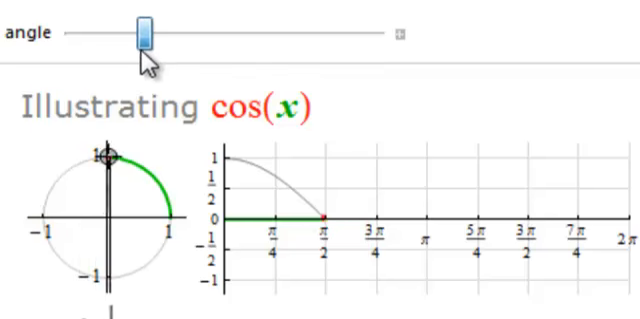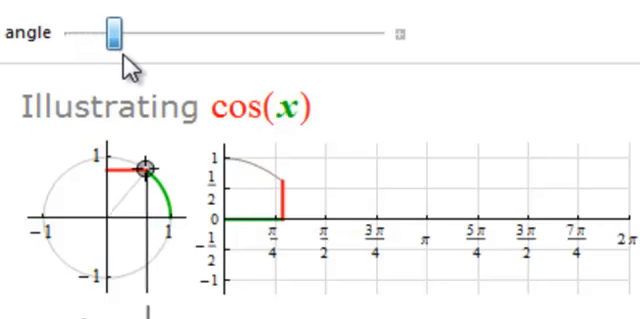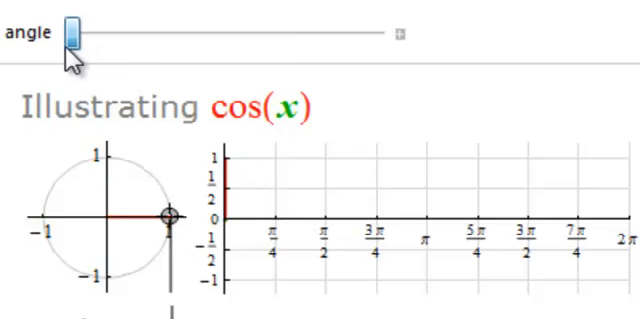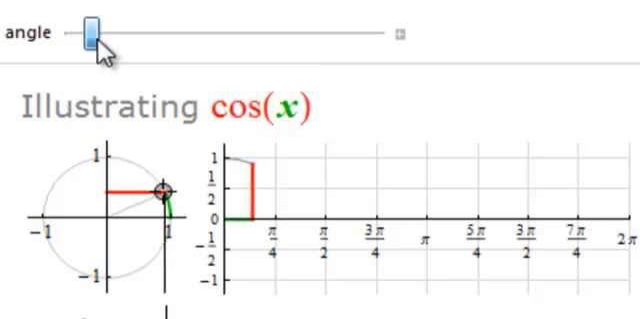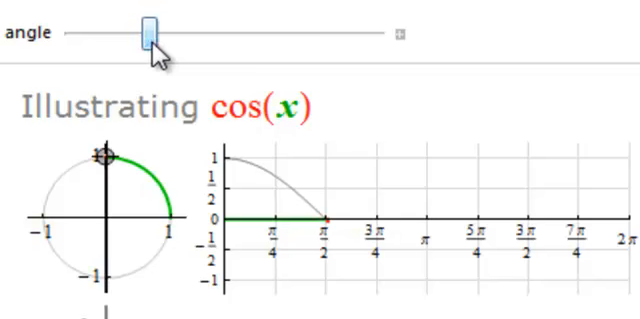Remember, the cosine spits out the x-coordinate, or the horizontal distance from the y-axis. So you see here that the horizontal distance is given by this distance here, which is converted here to that piece. When we're at 0, our horizontal distance is 1, so that's why we're up at 1. And then as we go toward pi over 2, we see the horizontal distance getting smaller and smaller until it is 0 there at pi over 2.